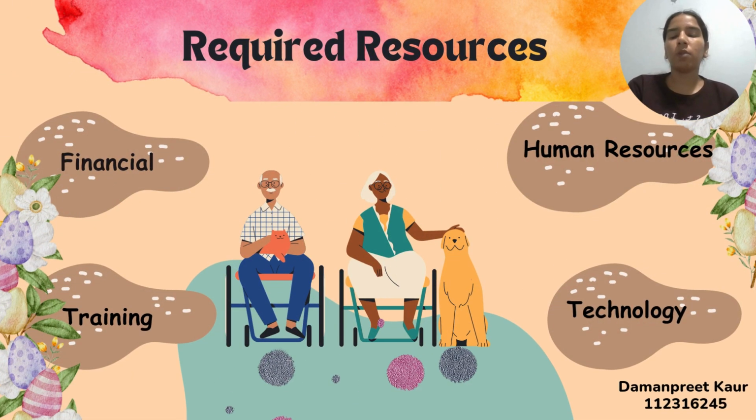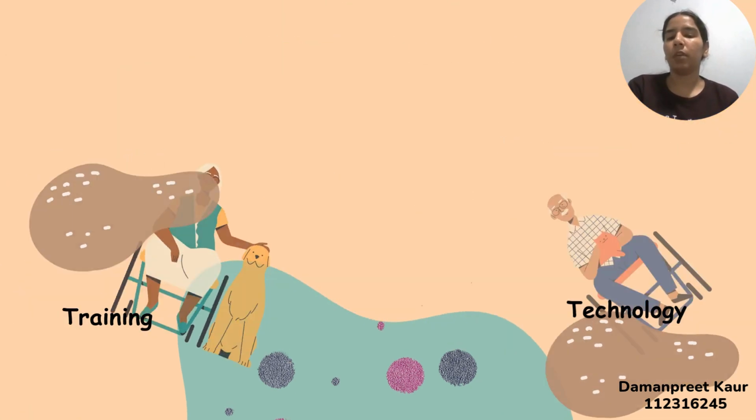I'm going to discuss the required resources, which are financial for buying the new equipment and new technology, human resources for making the leaders motivate the staff, training like ongoing workshops and ongoing learning, and technology like EHR and other things which can enhance patient improvement. According to Health Quality Ontario, these are the vital components of any successful quality improvement plan.